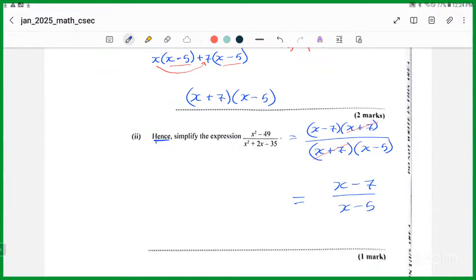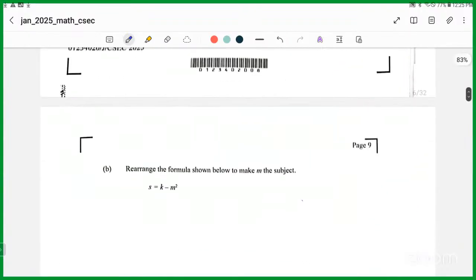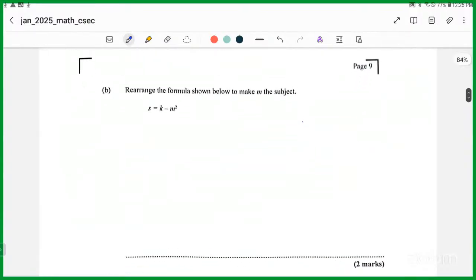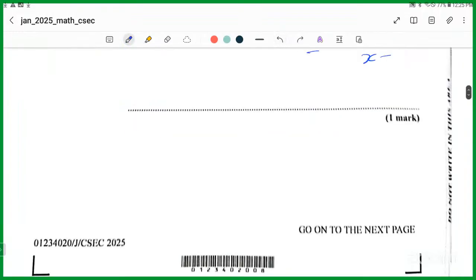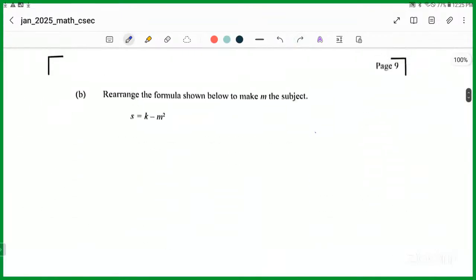Yes, sir. Alrighty. This one says we have to rearrange to make m the subject. This m right here, make m the subject. First thing I'm going to do, I'm going to take the minus m squared and bring it over here. Take this and bring it over here and subtract. So the minus m squared comes on the right side, to become positive m squared equals k minus s.